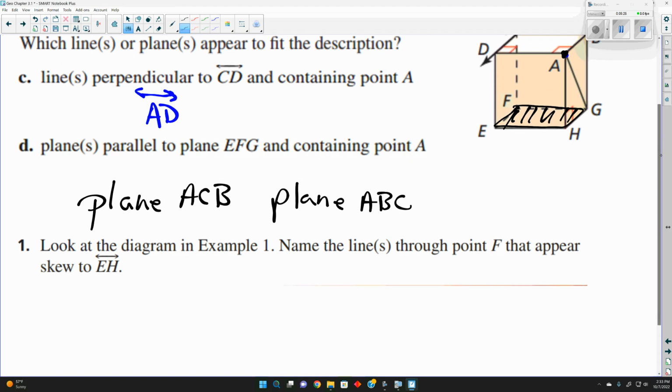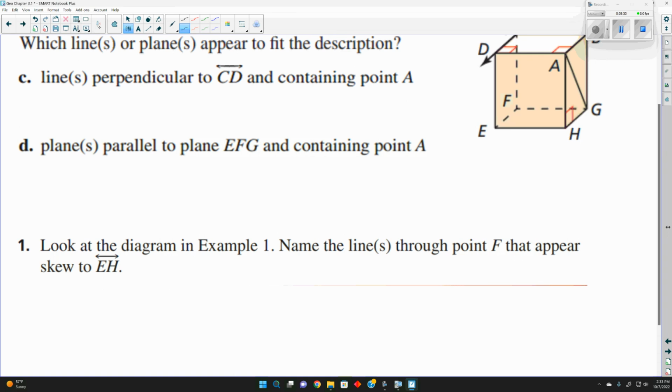Number one, look at the diagram in the example on this one here. Name lines through point F that appear to be skew to EH. So EH is here and contain point F. So what is skew? They do not intersect and are not contained in the same plane.